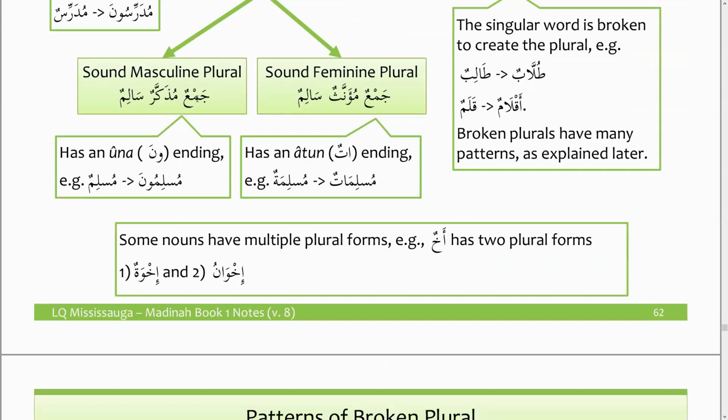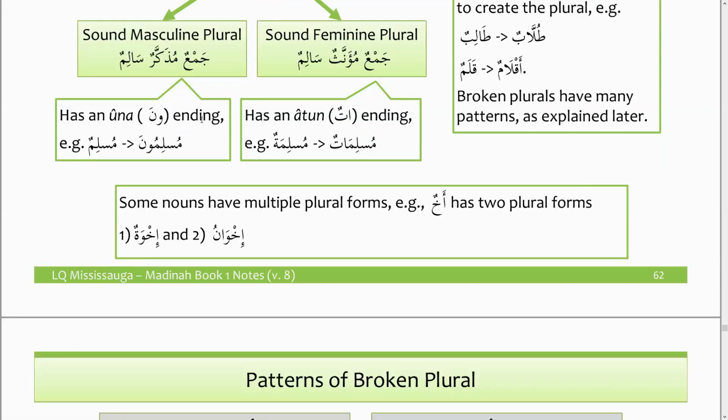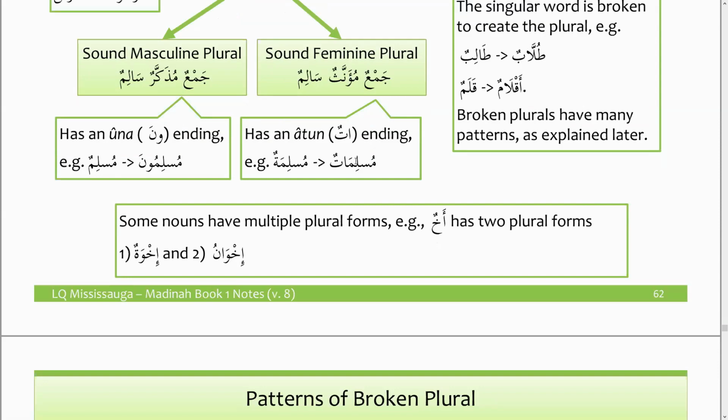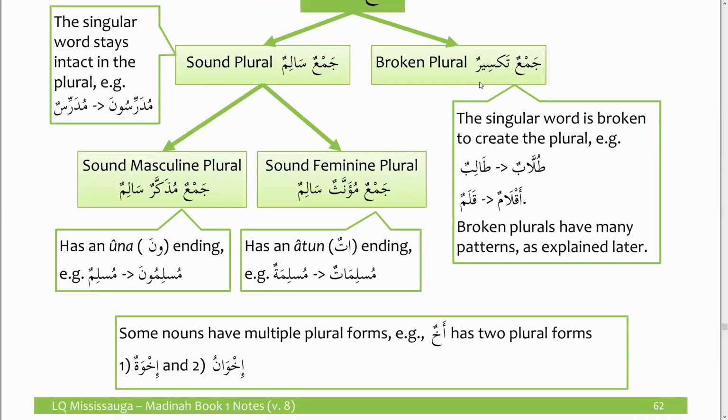What is sound masculine plural? Jam'un muzakkar salimun. We add an una ending to it, like muslimun, muslimuna. And for the feminine we add an atun ending, like muslimatun. This is only for feminine. Sound feminine plural, jam'un muannas salim. Jam'un muzakkar salim and jam'un muannas salim. Atun, muslimatun. But broken plurals, we change the word totally, right?